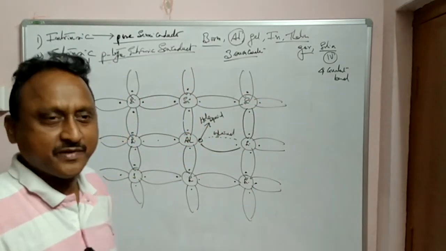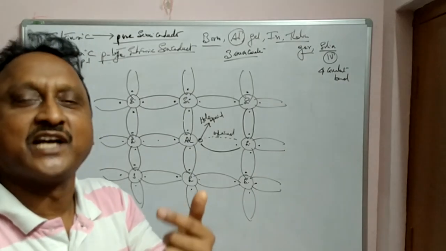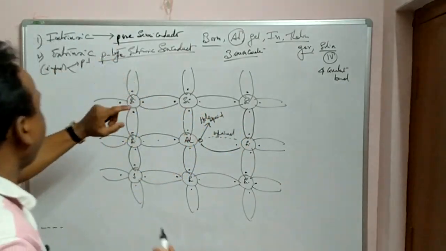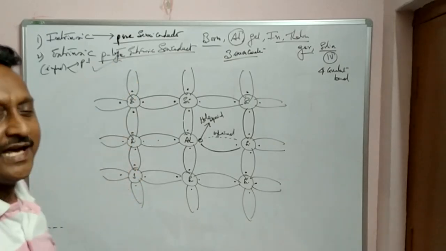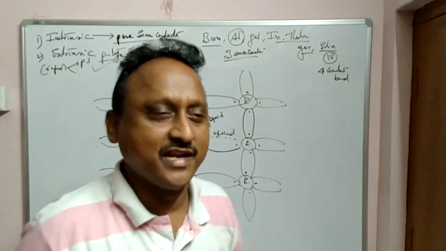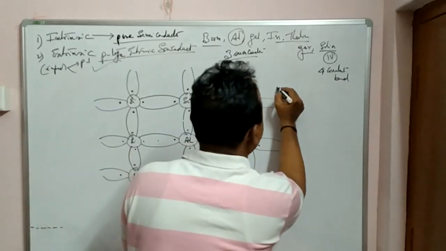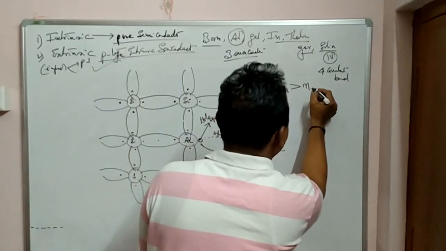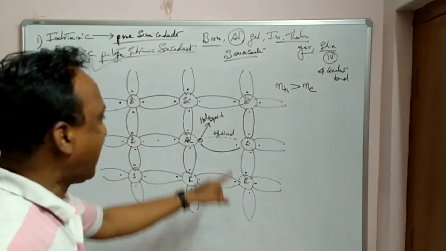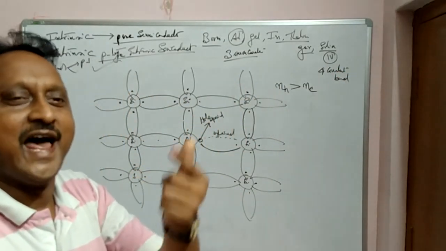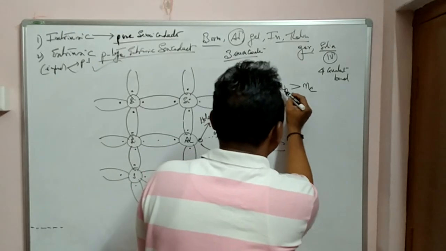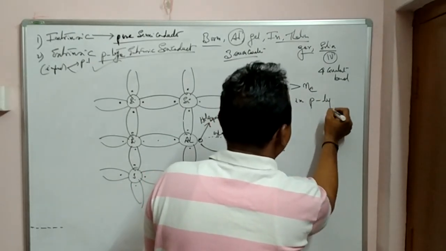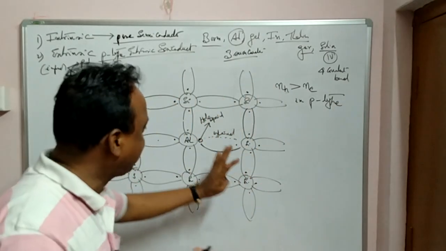So like that, not just one hole, there will be lakhs, millions of holes like this in this p-type extrinsic semiconductor. That is why in p-type the majority charge carriers are holes. The number of holes is greater than the number of electrons. Are you following now from the basic structure?